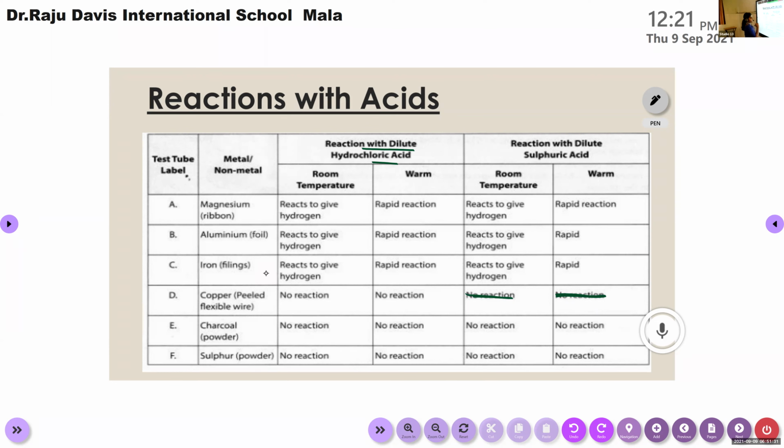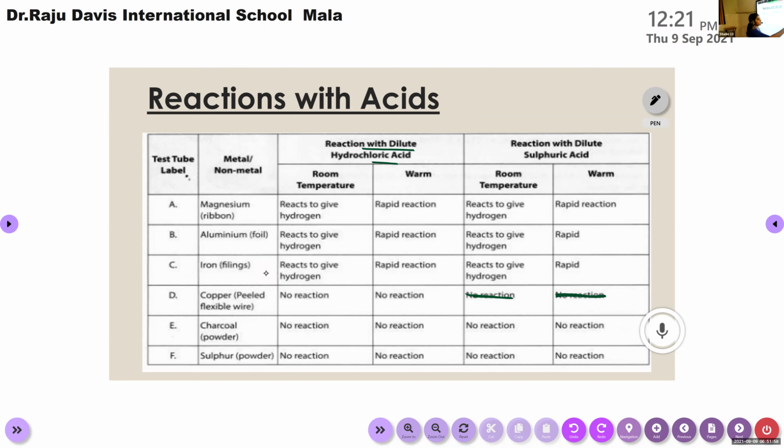Then in the second case, aluminium. Even in rapid reaction, hydrogen is formed? Yes, it's formed very fast. Clear? The same reaction takes place very fast. That is a rapid reaction. So first one, magnesium, it will react to give hydrogen at room temperature on reaction with dilute hydrochloric acid. Then in warm condition, the reaction will be rapid.